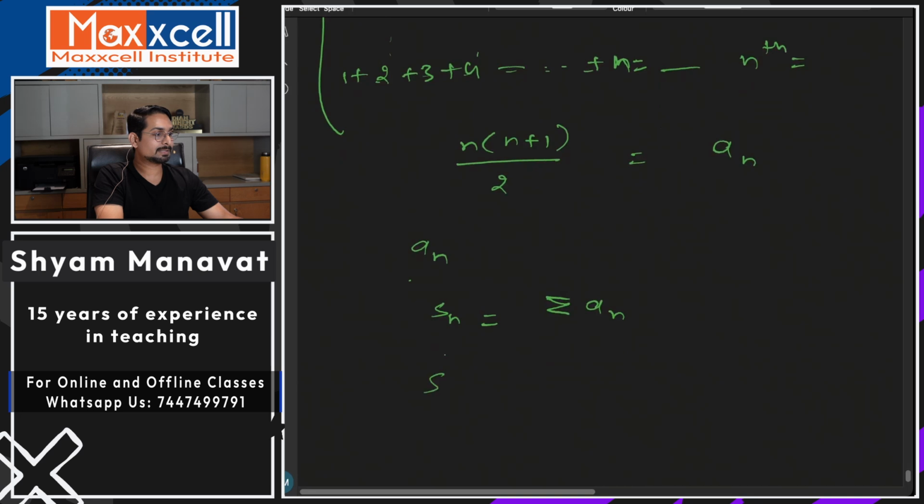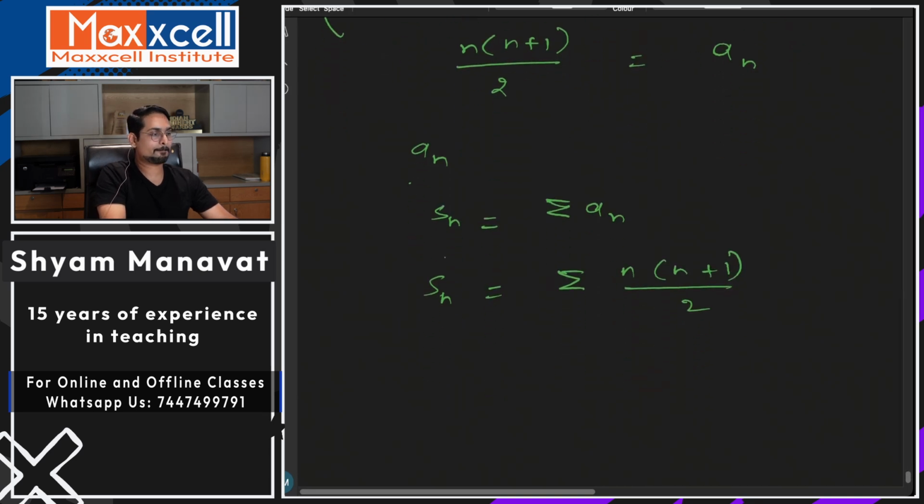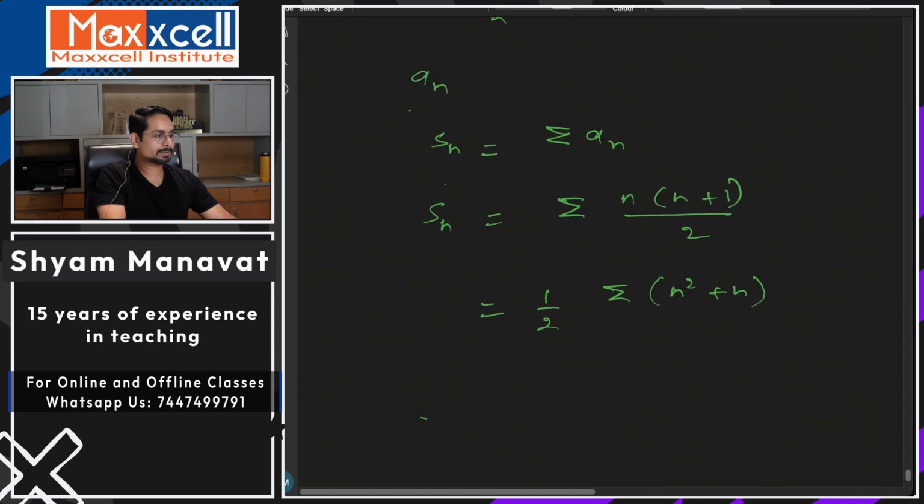Now this nth term should be equal to summation of what? Nth term is equal to n plus 1 by 2. Now the story starts. This constant you can take out of the summation, open the bracket, so you get summation of n square plus n. If you look at summation of n, that is half of summation of n square plus summation of n.